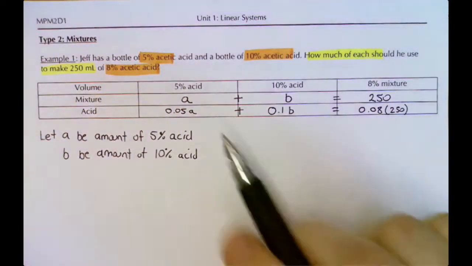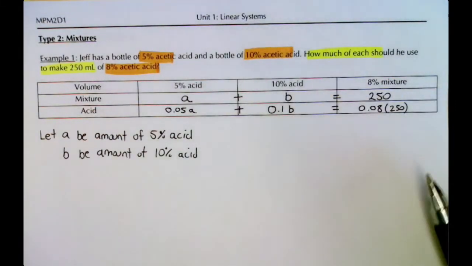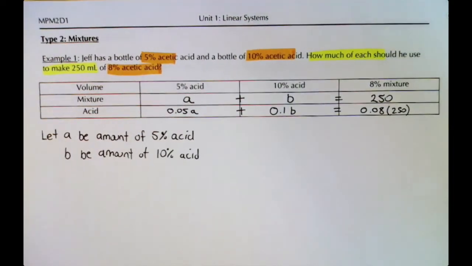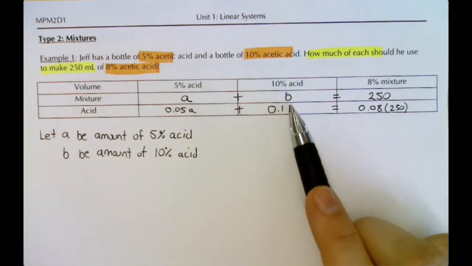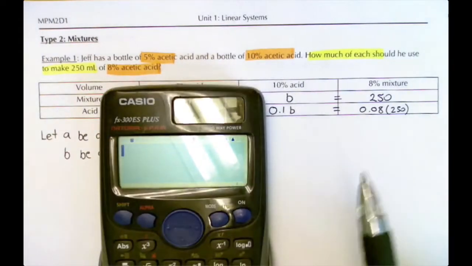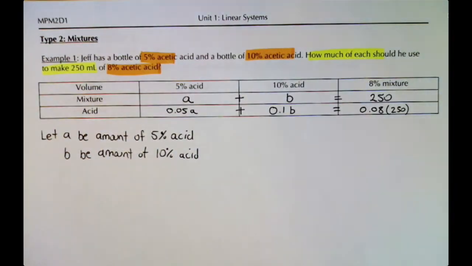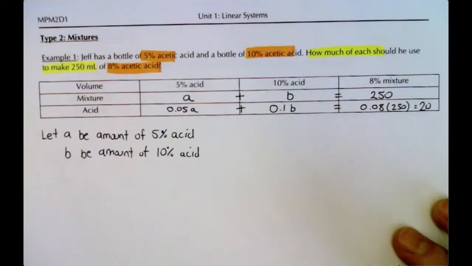If the first equation is just as simple as A plus B equals 250, some A, some B to make 250, the second equation is the exact same, just with the percentages. 5% A, 10% B, 8% of our total. And that's how we build our 2 equations. One of these we can actually figure out: what is 8% of 250? If we do that in our calculator, 0.08 times 250 should be about 20. That's 20.